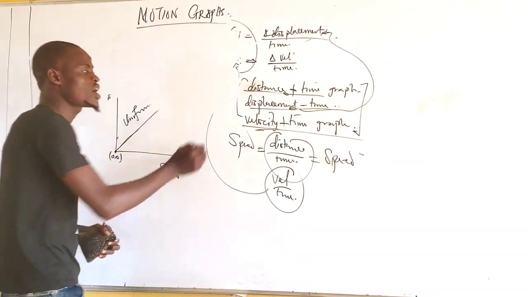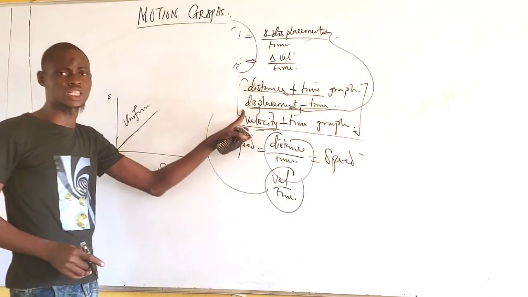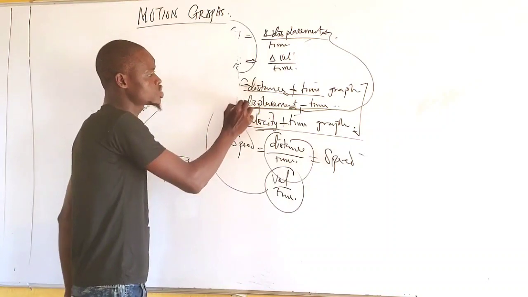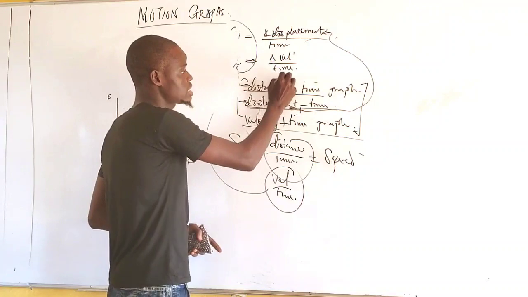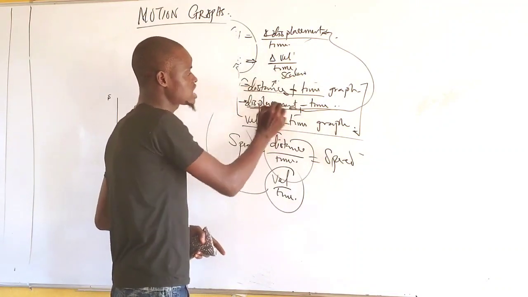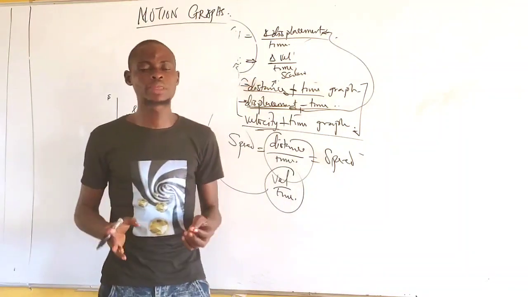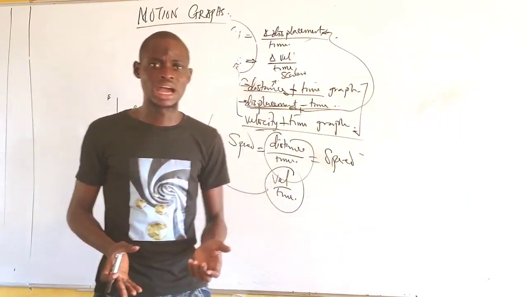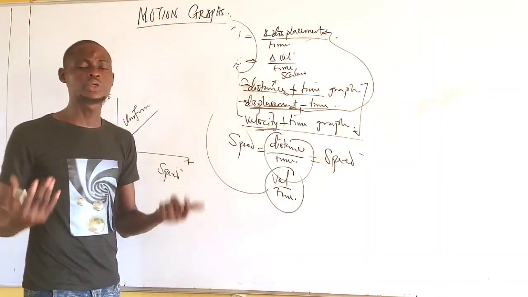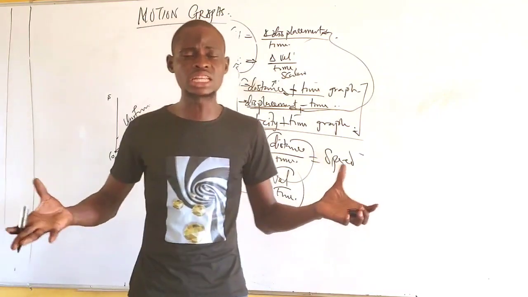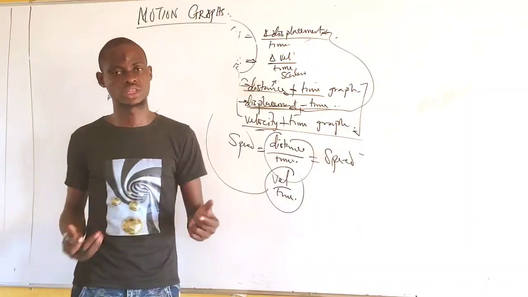Now, if I have a displacement time graph, don't forget that there is a difference between distance and displacement. What is the difference between these two quantities? Distance is a scalar quantity, while displacement is a vector quantity. Displacement describes the magnitude of the body and also the direction in which the body is traveling. But distance can only be used to describe the magnitude, the size of the motion itself. That's what distance is trying to describe.